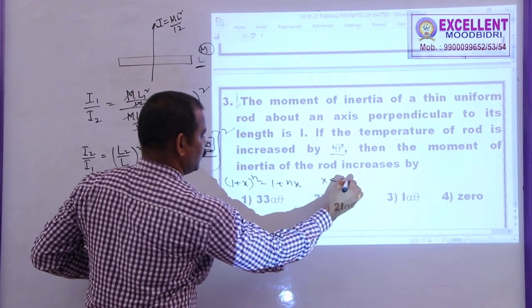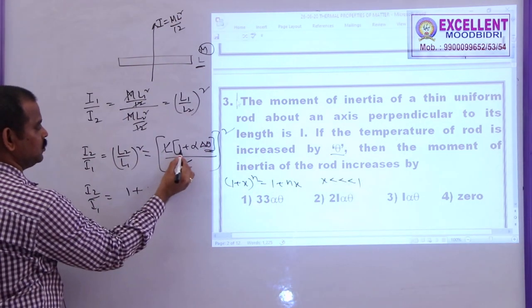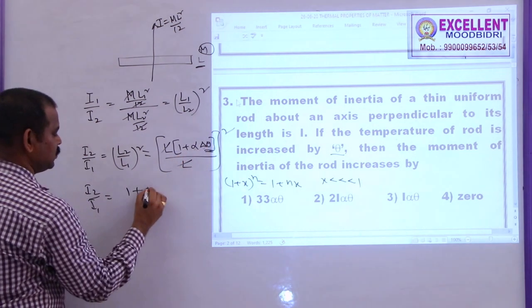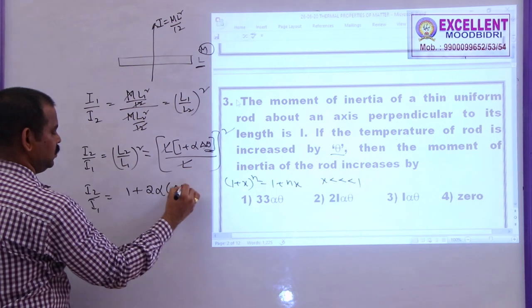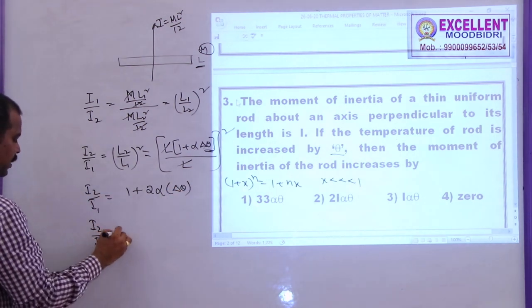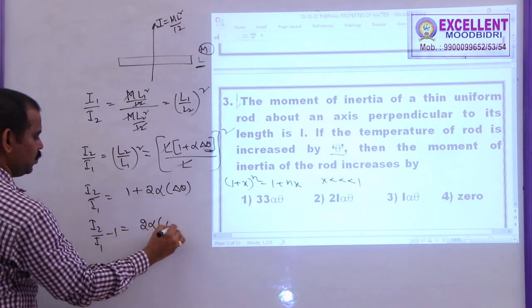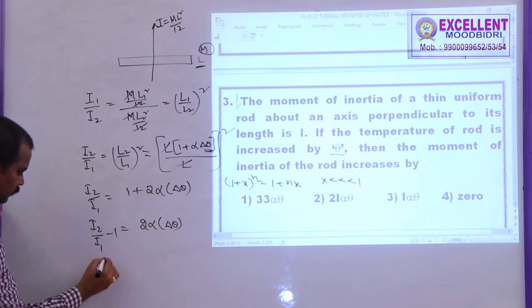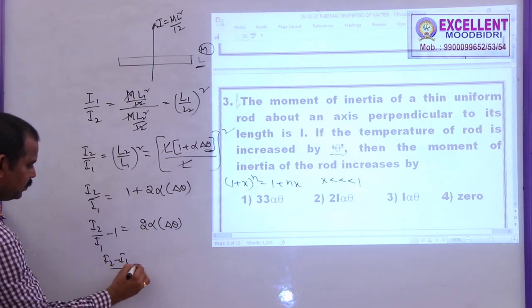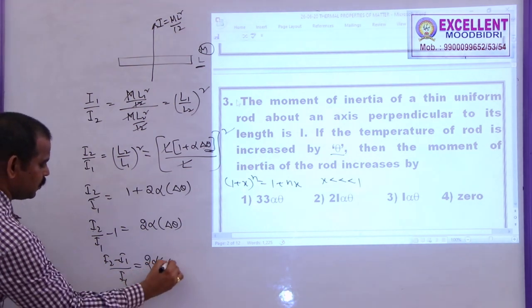If x is much lesser than 1, I am using this binomial expansion approximation: 1 plus alpha delta theta can be written as 2 alpha delta theta. Bring this 1 here, this is I2 by I1 minus 1 is equal to 2 alpha delta theta. This is I2 minus I1 by I1 is equal to 2 alpha delta theta.